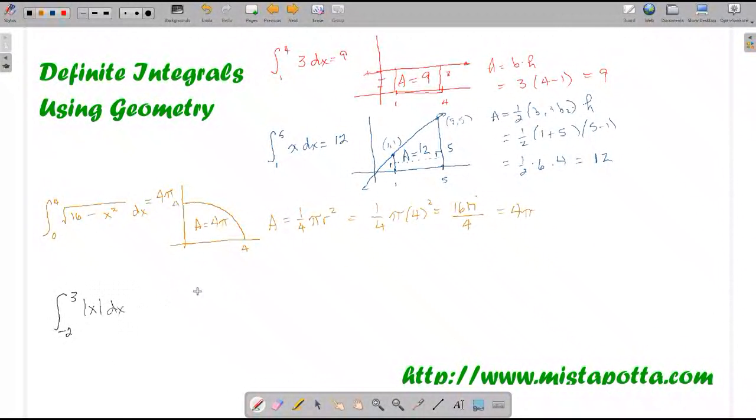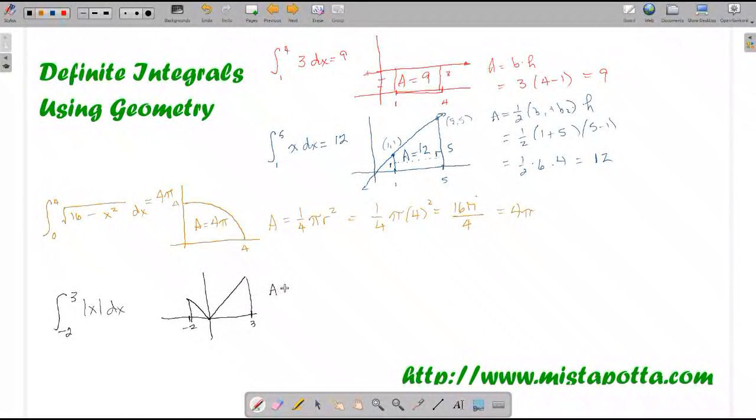Now I know what the absolute value curve looks like. Normally my curve looks like a V, but I'm restricting the domain from negative 2 to 3. And so when I'm talking about the area that lies under the curve, I'm talking about two triangles.